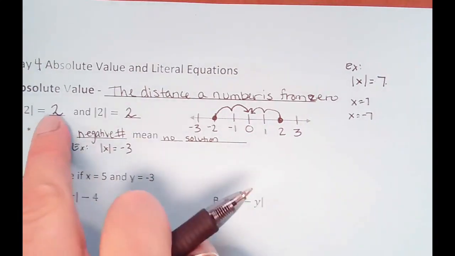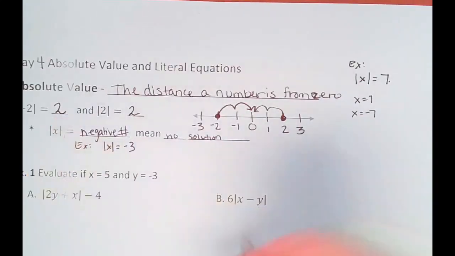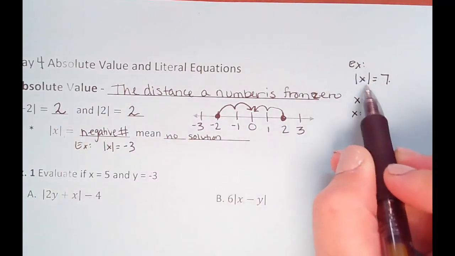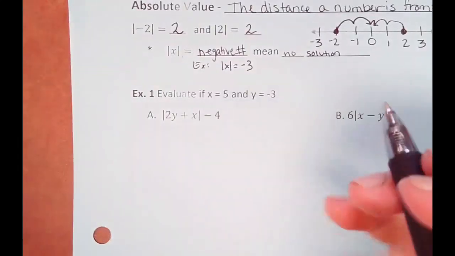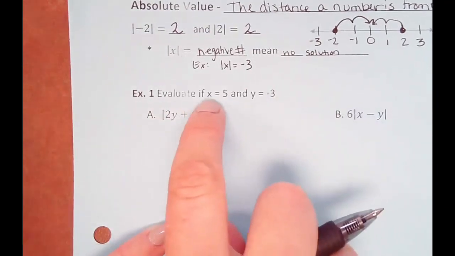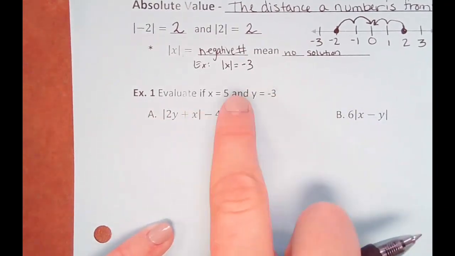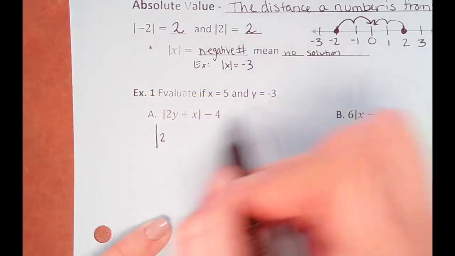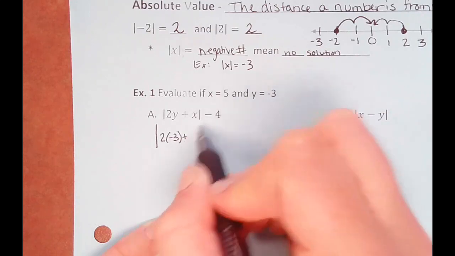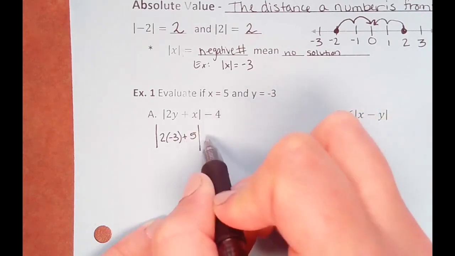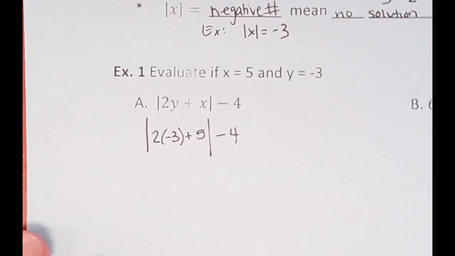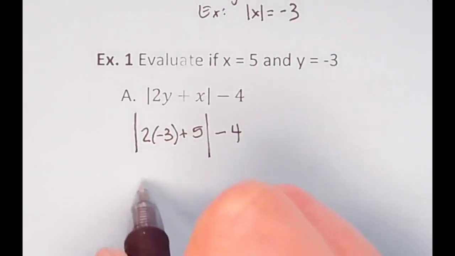Okay, so let's just use order of operations to simplify. The first one says, if x equals 5 and y equals -3, we're going to be substituting in. So I have 2 times y, which is -3, plus x, which is 5, close absolute value, -4. These tall bars, those are absolute value bars. Order of operations tells me to multiply 2 times -3, which is -6. Drop down our +5. I need to finish everything in the absolute value first. So -6 plus 5 is -1. So I have absolute value of -1.